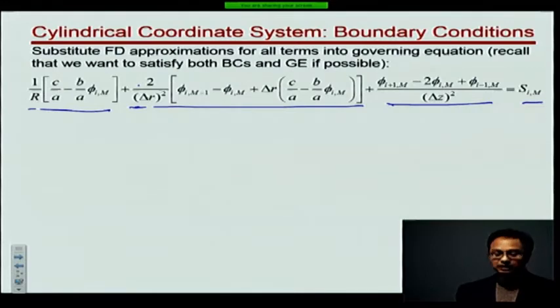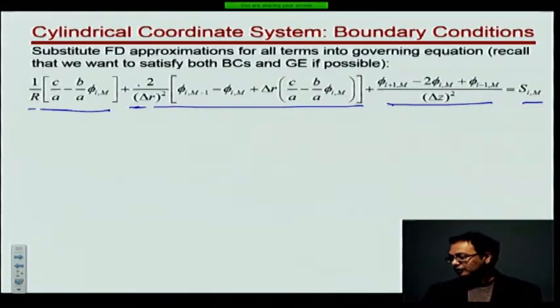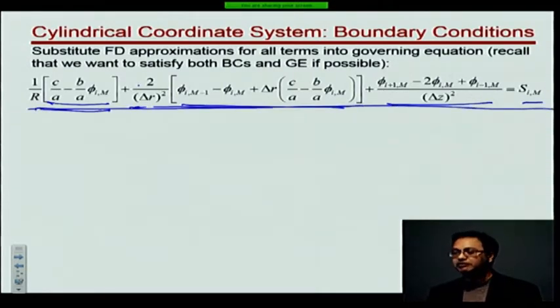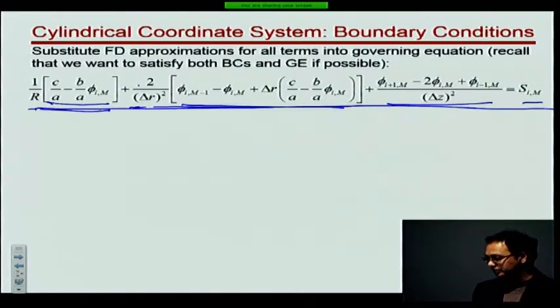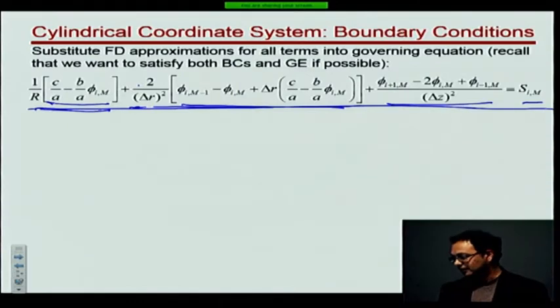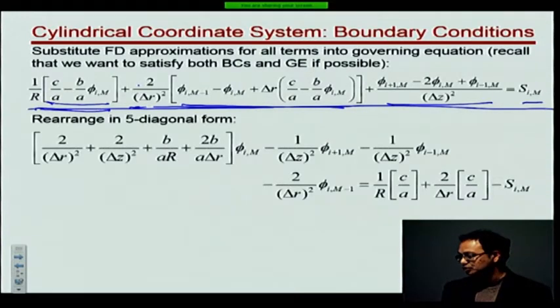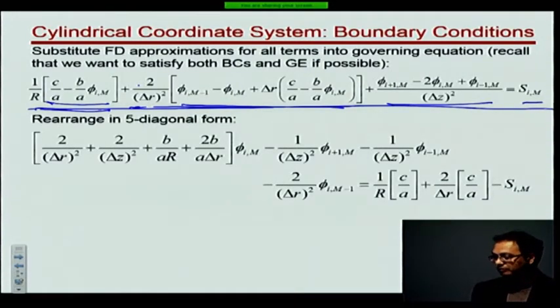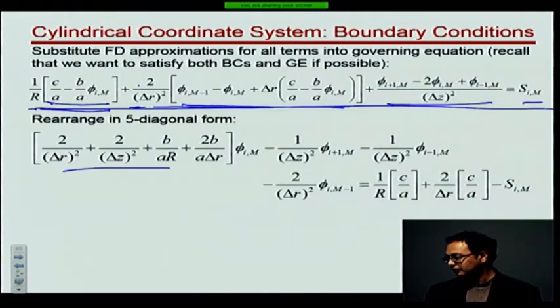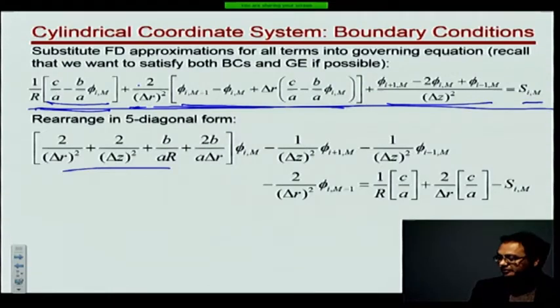In this expression and this expression, we have already used the boundary condition, which means boundary conditions have been satisfied, and now we are plugging it into the governing equation at that node. So that gives us that, and of course you can rearrange that to write it in 5 diagonal form. So here's your diagonal, and then in this case you have 3 off diagonal terms because there is no top one anymore.